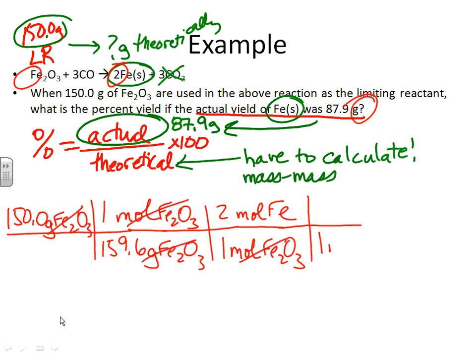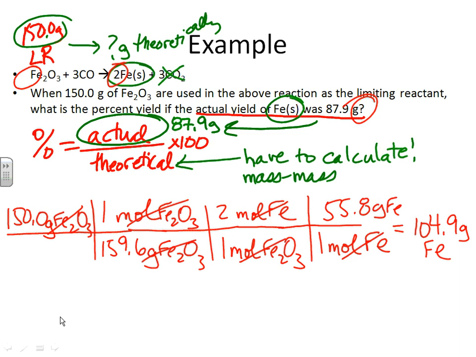So we're using the GFM of iron. 1 mole of iron has a mass of 55.8 grams. Moles of iron have canceled. We now have grams of Fe. We do that math. Straightforward, multiply everything on the top together, everything on the bottom together, divide the top by the bottom. We get 104.9 grams of Fe. This number right here, this is your theoretical yield.